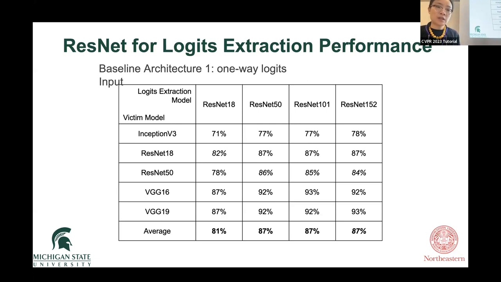Okay, as for the logit extraction model, we further explored the ResNet families to see which one can improve the performance. From here, we can observe that ResNet 18 has lower performance, but ResNet 50 is good enough, so we don't need to use deeper architectures. So we converge to ResNet 50 as the logit extraction model.